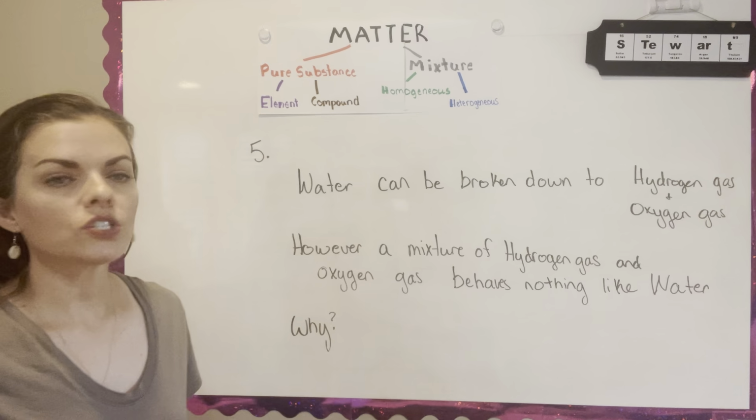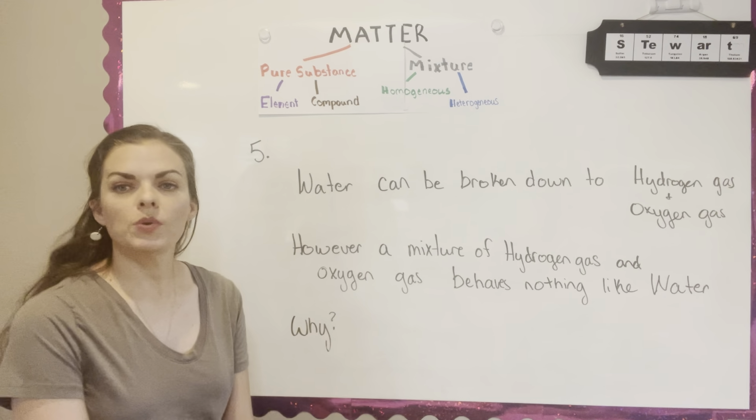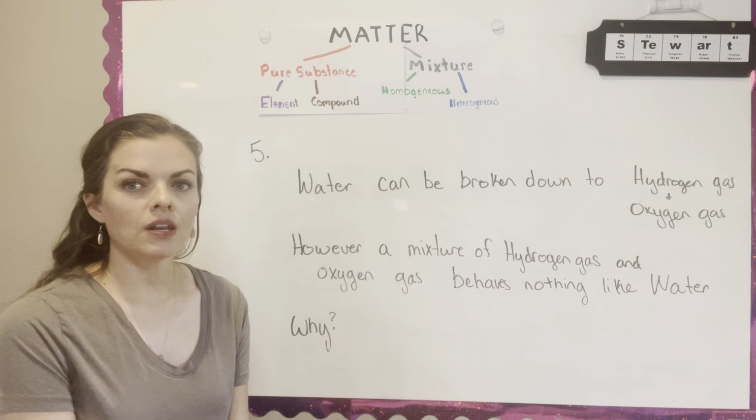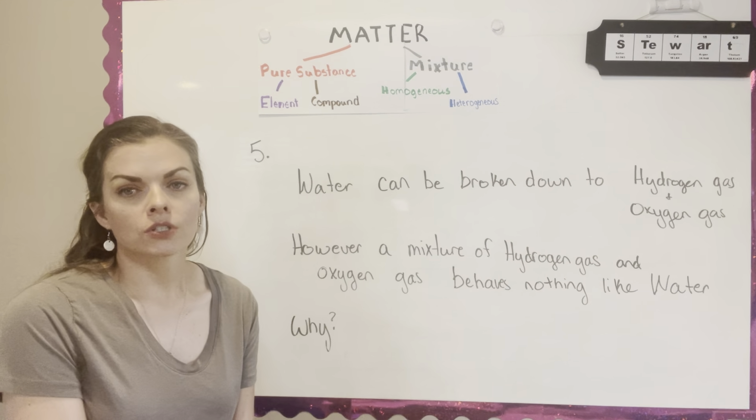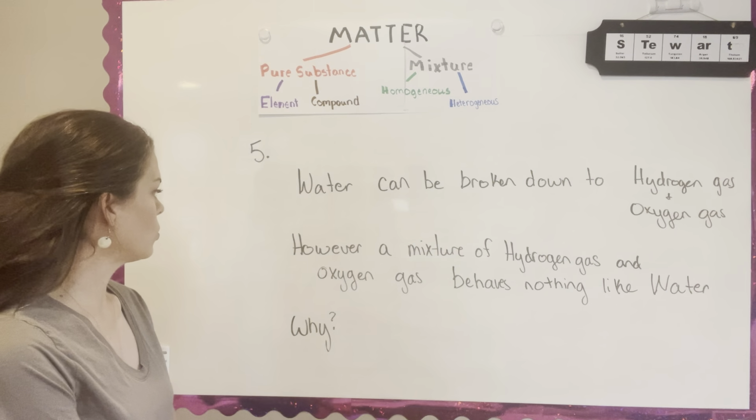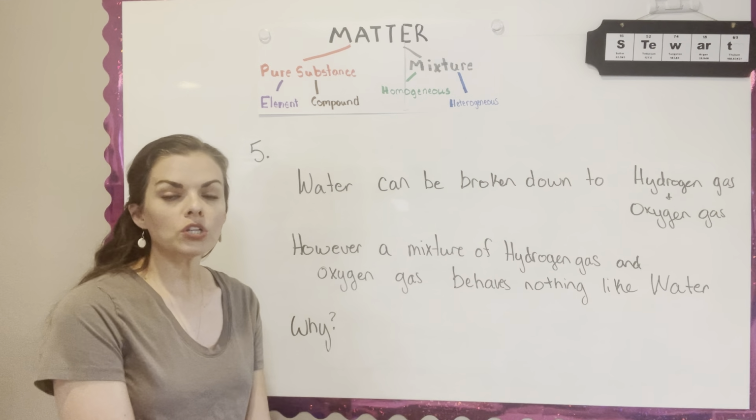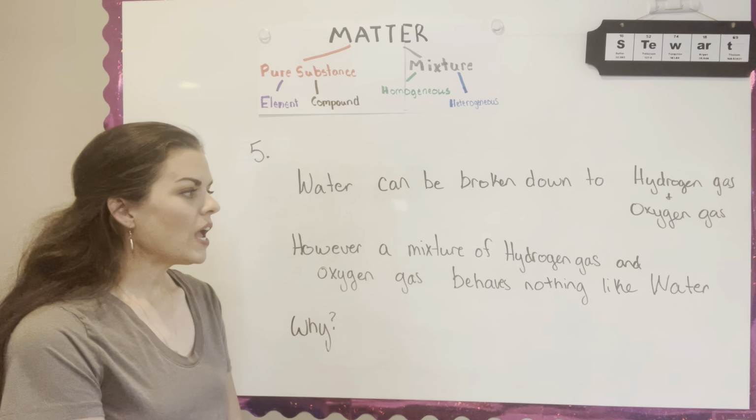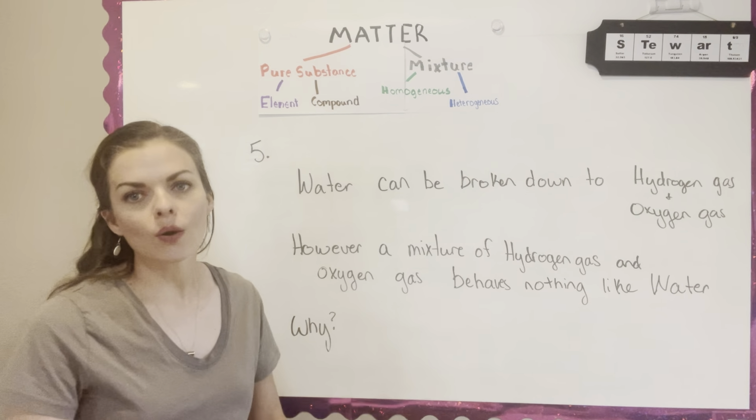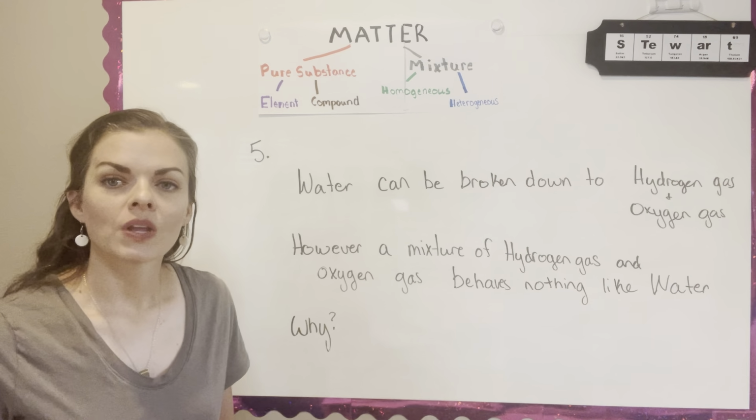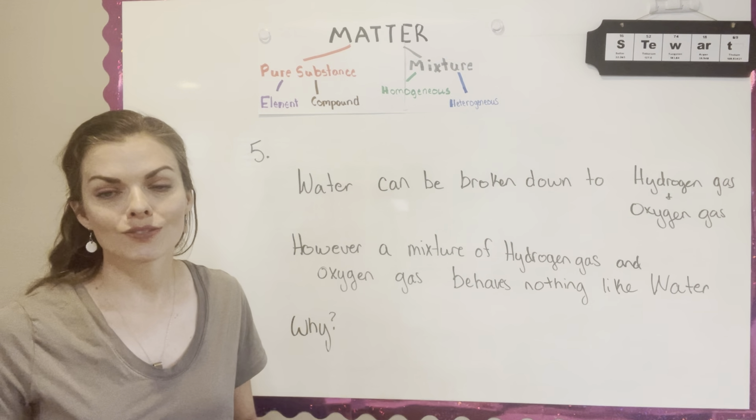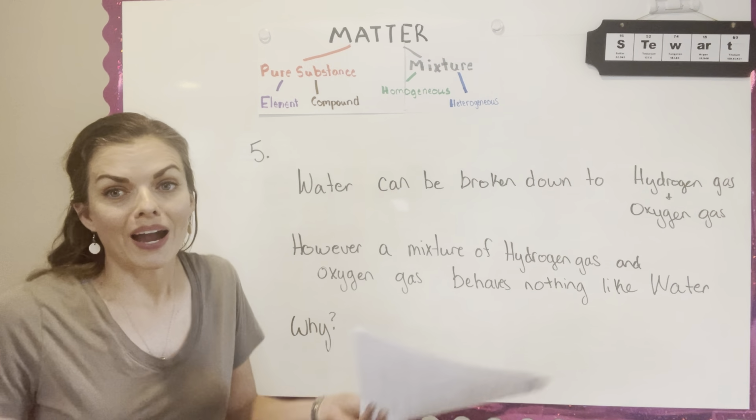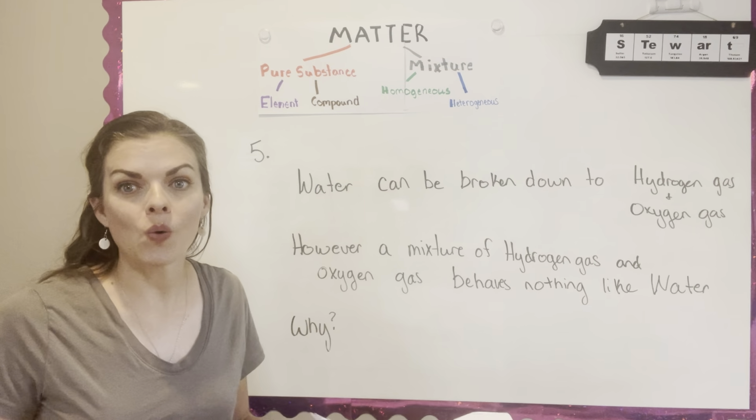Question number 5 says that water can be broken down into hydrogen and oxygen gas. This is actually a fun experiment. You just use a battery and you do what's called electrolysis. You may have done this before. But if I have hydrogen gas and oxygen gas, they behave nothing like water. Well, at room temperature, water is a liquid. But if I take hydrogen gas and oxygen gas at room temperature and mix them together, I have a gas, and that is nothing like water.